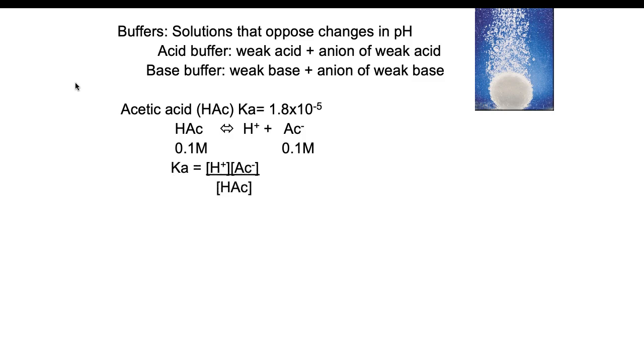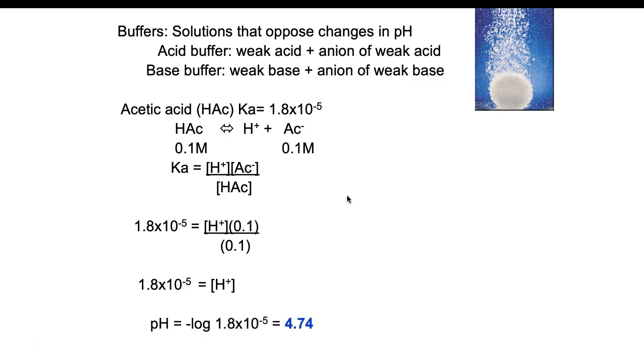Here's my equilibrium expression. I have my products over my reactant. I would just make a substitution now. Notice I don't know what the hydrogen ions are, so this will have to be X, 0.1 here and 0.1 there. And notice then I could cancel out the 0.1s. So 1.8 times 10 to the negative fifth is my hydrogen ion concentration. And then taking the negative log of that, I could get the pH. So the pH is 4.74. So 4.74 is the pH of a buffer system for this acetic acid and its salt.